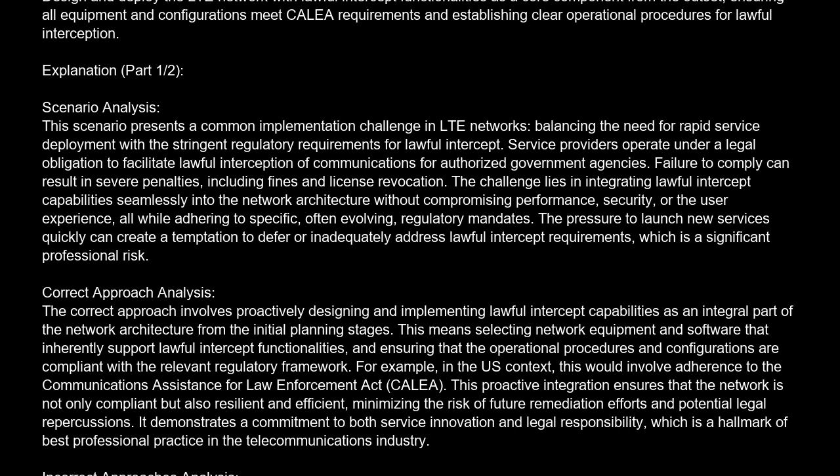For example, in the U.S. context, this would involve adherence to the Communications Assistance for Law Enforcement Act, CALEA. This proactive integration ensures that the network is not only compliant, but also resilient and efficient, minimizing the risk of future remediation efforts and potential legal repercussions. It demonstrates a commitment to both service innovation and legal responsibility, which is a hallmark of best professional practice in the telecommunications industry.